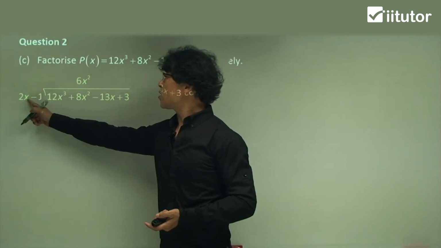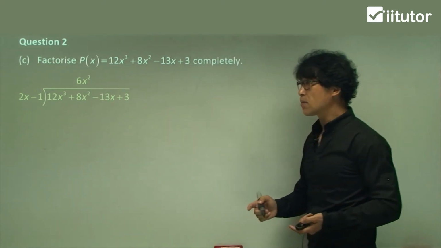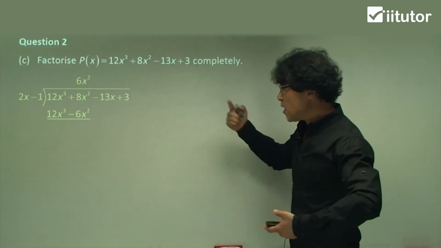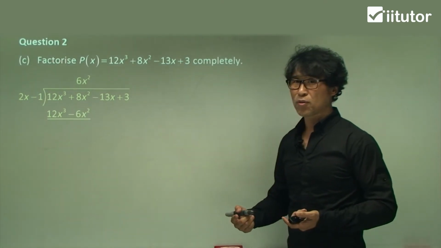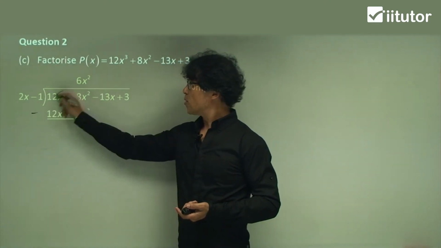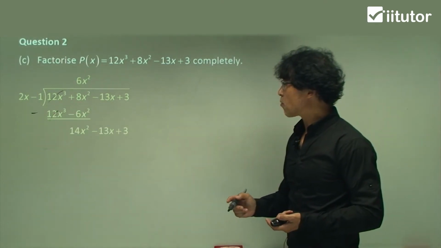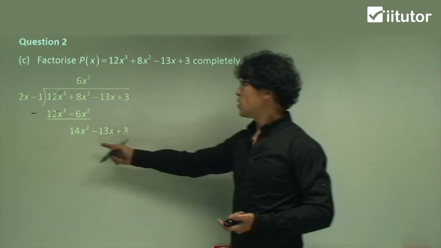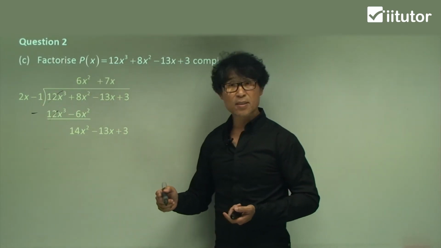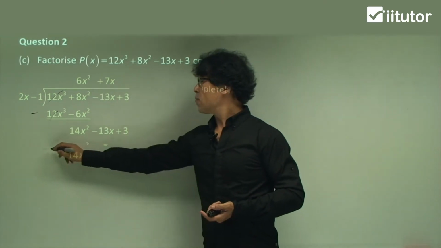2x times what is 12x cubed? You can easily find that must be 6x squared. So multiply everything, this is a tedious process. Make sure you subtract them. It's gone. 8 minus 6 becomes 14x squared, and write the rest. So 2x times what is 14x squared? Easily 7x. Multiply by 7x everywhere, and then subtract.